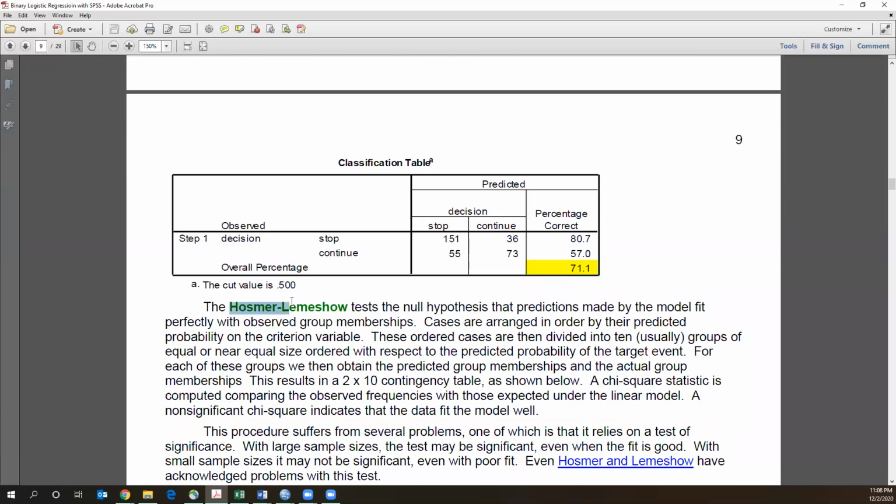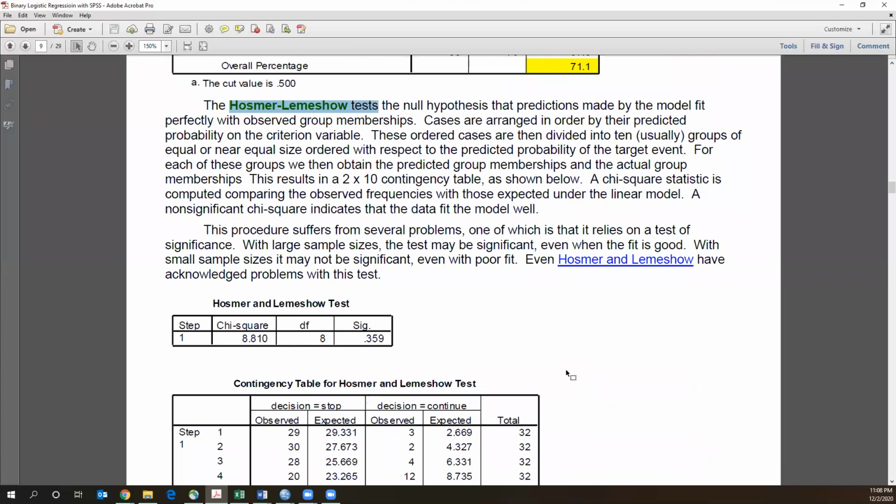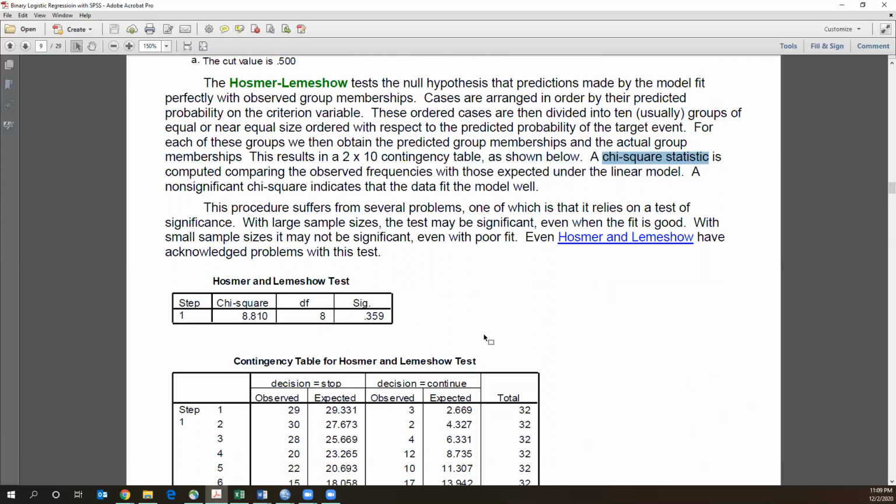Now, I will tell you that I noticed in the class that it really talks about whether or not this is going to be a good fit. But Hosmer-Lemeshow has even acknowledged that this is not a strong model. So I would take it with a grain of salt and just know, yeah, check it and look at it. But I find more confidence in looking at my chi-square statistic and how that changes from model to model than looking at the Hosmer-Lemeshow test. So basically, you want this to be high. So if this is not significant, that's a good thing.